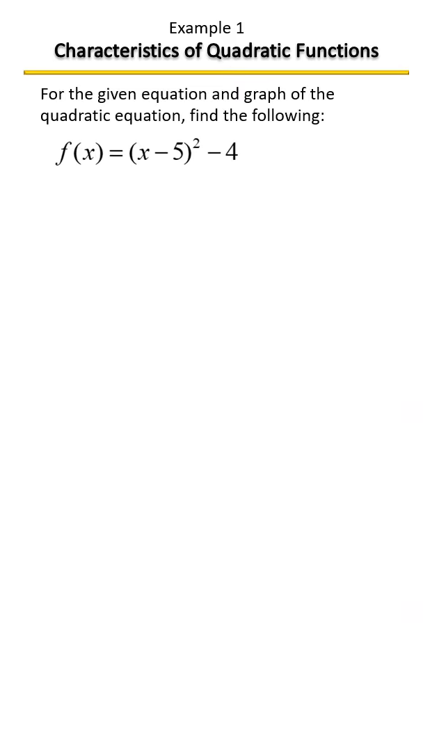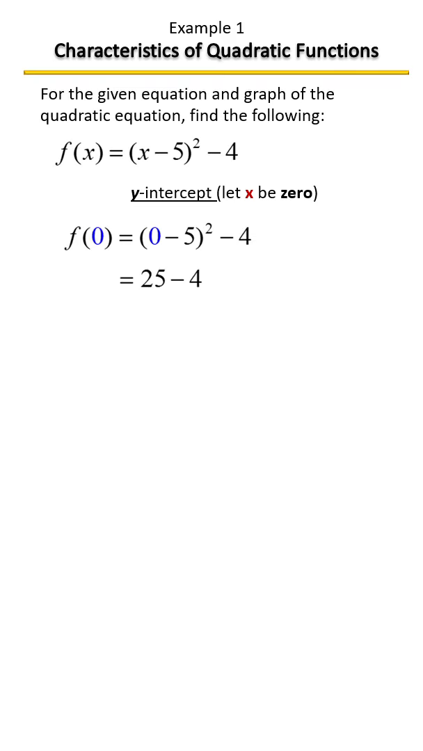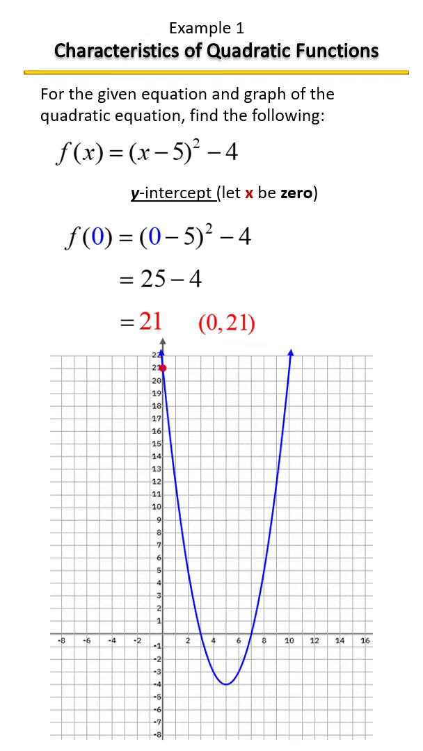So to find the y-intercept, you have to let x be 0. So we're going to remove the x and replace it with a 0 and do the math. Negative 5 squared is 25, and 25 take away 4 is 21. So my graph is going to touch or cross the y-axis way up at 21. So let's resketch our graph and make the y-axis long enough to where we'll be able to see that point. And it will look like so.